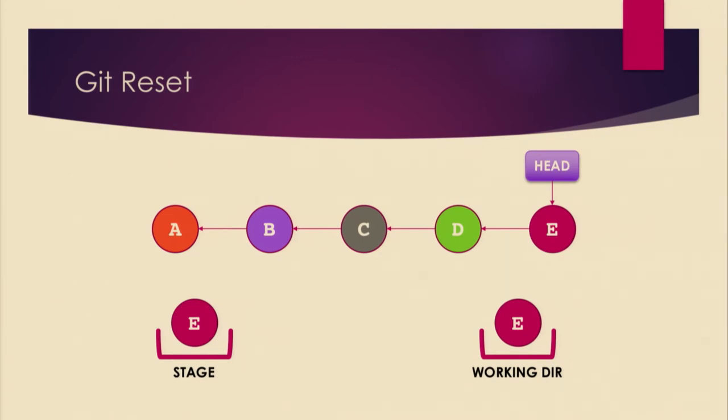A was my very first commit in the project, then we went to B, C, D, E. E is the head because it's the latest snapshot of this project. We have our stage, we have our working directory. Everybody understands what's in this slide at this point?